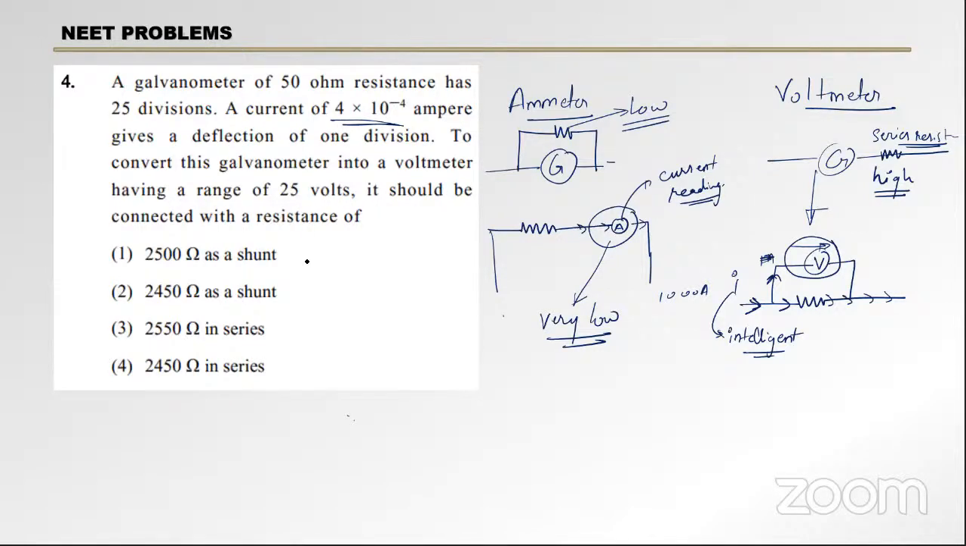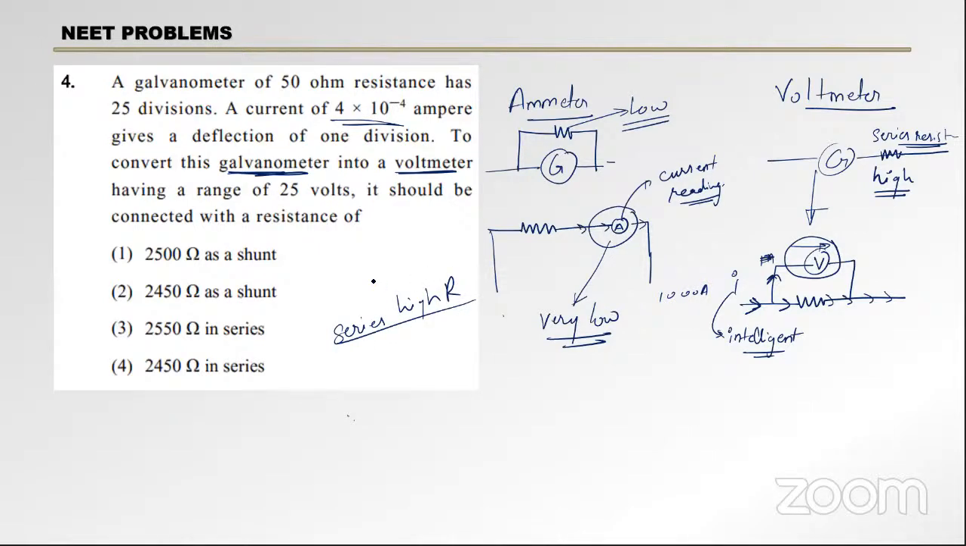To convert this galvanometer into a voltmeter having a range of 25 volts, it should be connected with a resistor. So first of all, this galvanometer is converted into a voltmeter. That means we are adding a series high resistance.